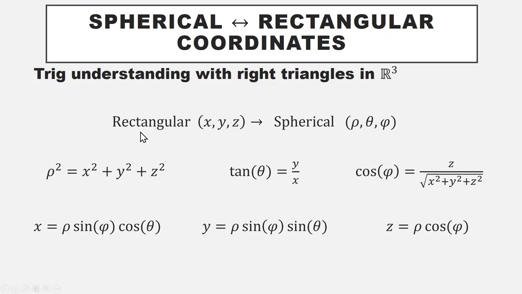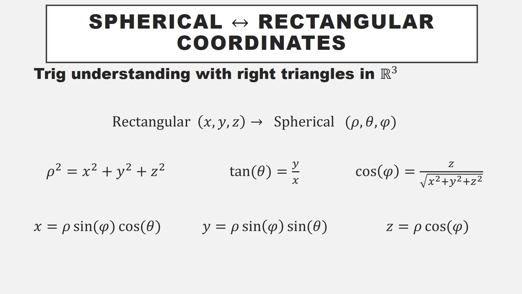Now, when we're going from rectangular to spherical, we're going to have a lot of different conversion formulas. First off, rho is the straight distance from the origin to the point. So if we have a point which is x, y, z in rectangular, then rho squared is going to be x squared plus y squared plus z squared.